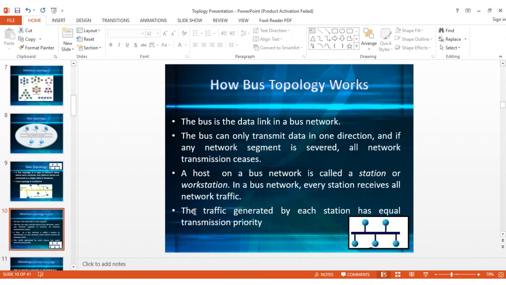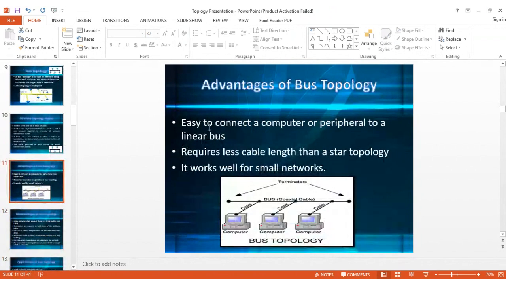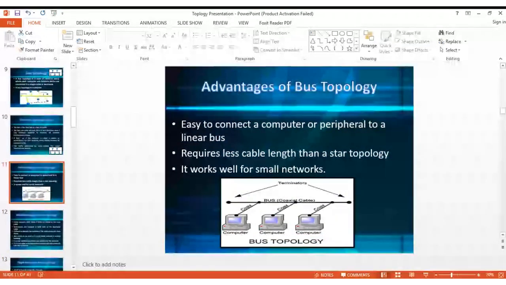The traffic generated by each station has equal transmission priority. There is no way that one workstation can have higher traffic than another. The traffic is equal. So what are the benefits of having this bus topology?